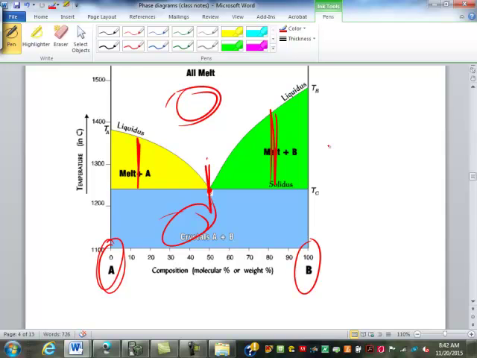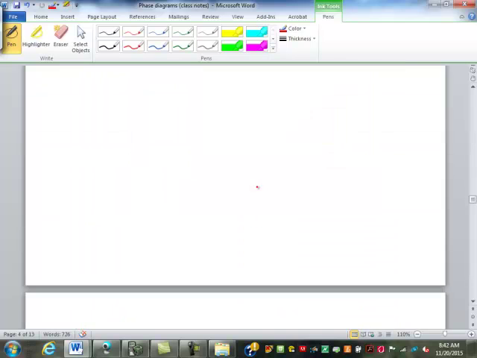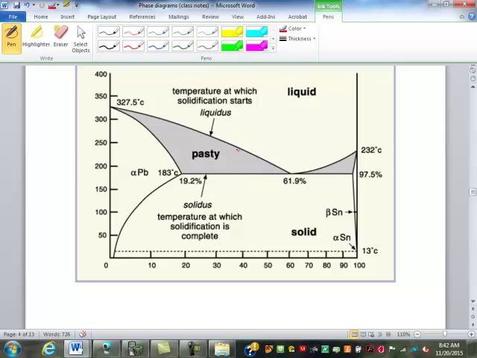That's what they would call a eutectic point. You guys are going to work a lot with steel. Here, this is a more simple one. This is actually solder. Your lead and tin solder.